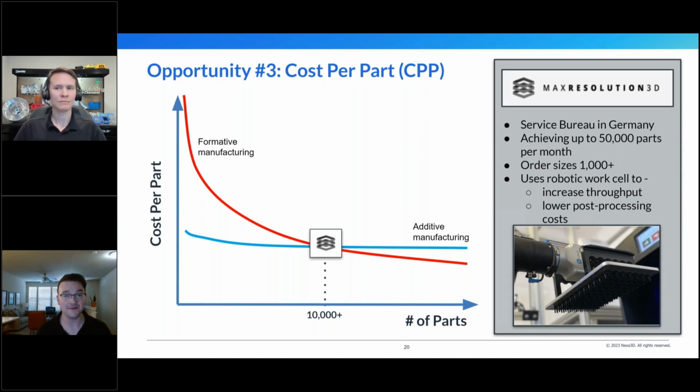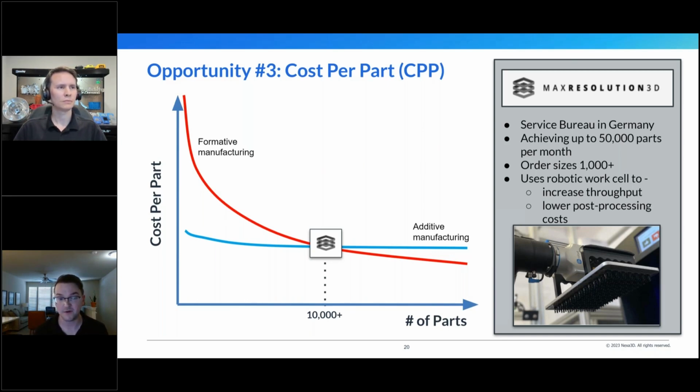And lastly, this is a great example. And this is again where people tend to shy away from additive manufacturing because it can just be so darn expensive, or the throughput isn't there to help mitigate that delivery time or the cost. And so here's a great example from Max Resolution 3D out of Germany, where they regularly print over 50,000 parts a month, accommodating order sizes of 1,000 parts plus, utilizing a robotic work cell. So they took a little bit of the labor out of it and integrated a robot to help manufacture these. And our technology is very automation friendly. So again, regularly delivering over 50,000 parts a month.